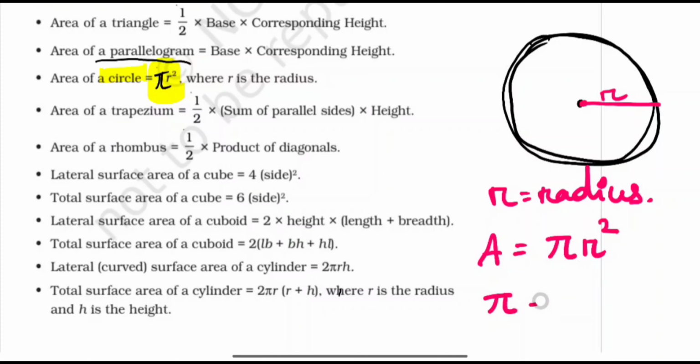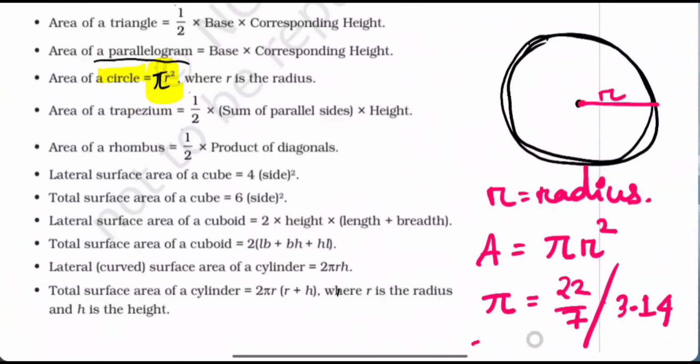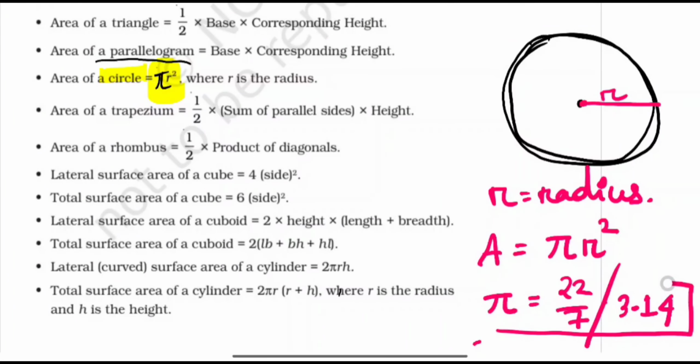How much is pi? Pi is a Greek letter which is always represented to give us a value of 22 upon 7 or 3.14. Clear? Is it clear or not? So pi may be given to you as 22 by 7 or 3.14, right? So that is the area of a circle.